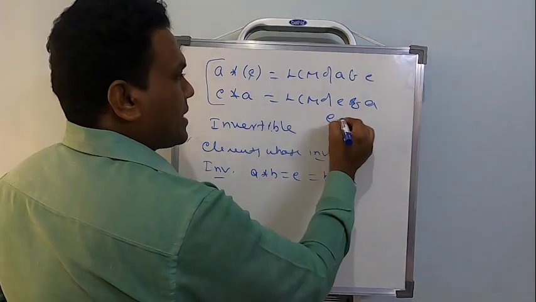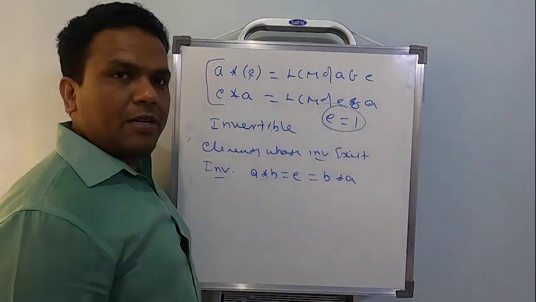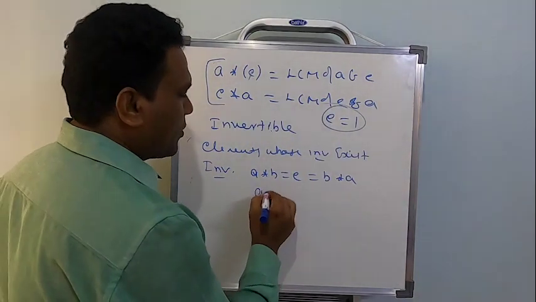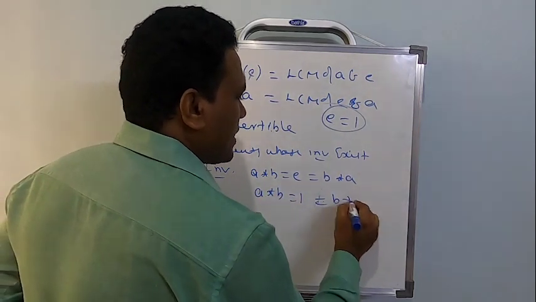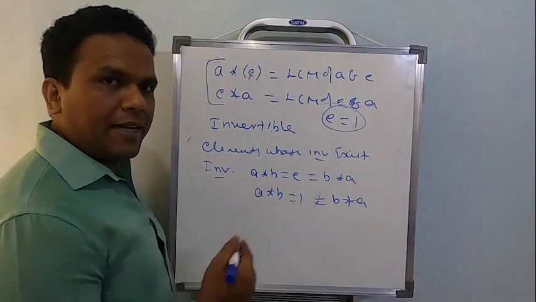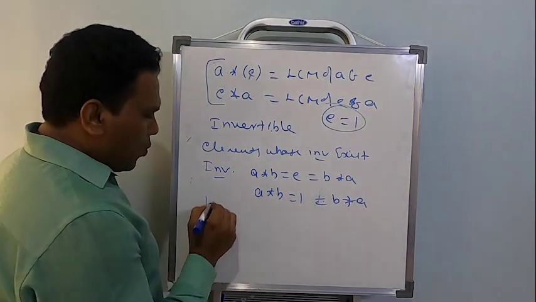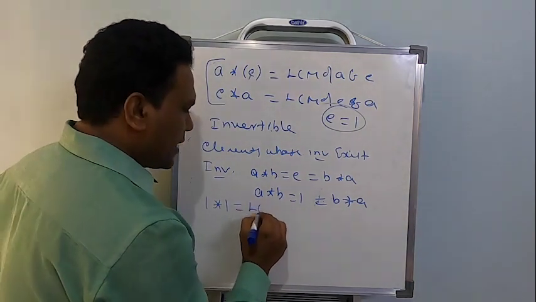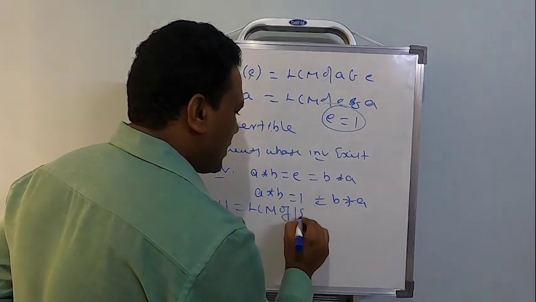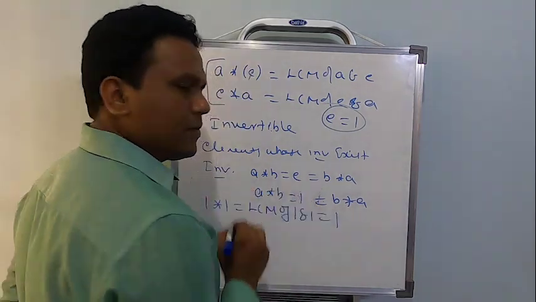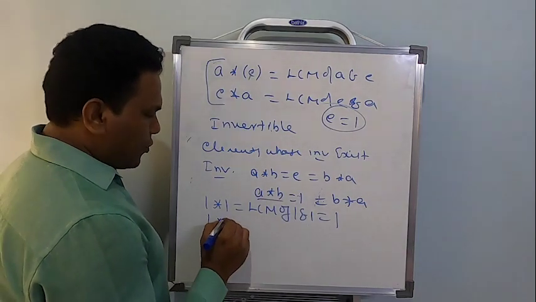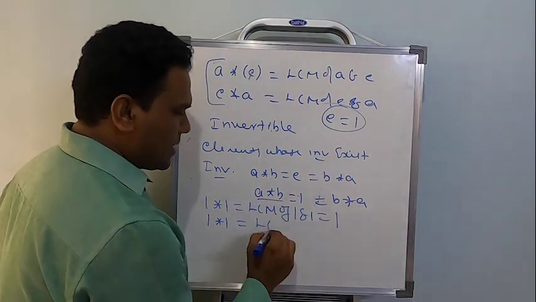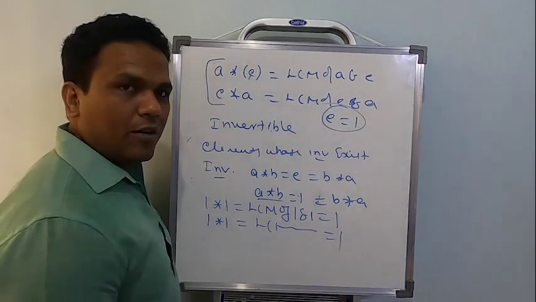Here in the previous example I already got to know that the identity element is 1. So what happens to the property now? A star B equal to 1 is equal to B star A. Let me take an example here. 1 star 1, according to the definition, should be LCM of 1 and 1, which is equal to 1. I proved it. This is A star B, correct? If you do it the other way also, it's still going to be LCM of 1 and 1, still going to be 1 only.